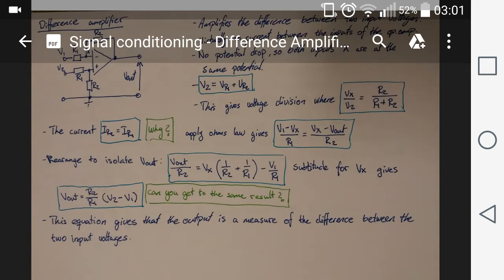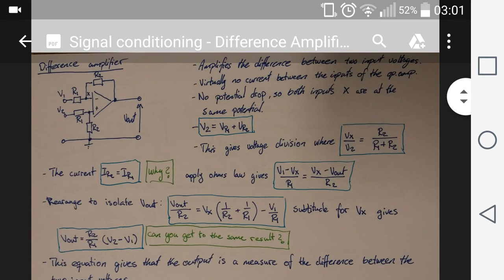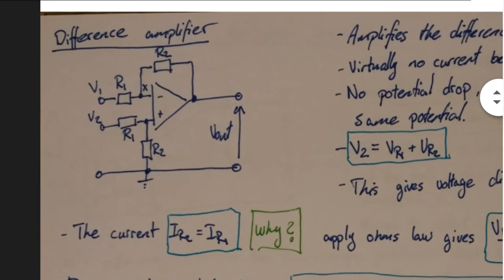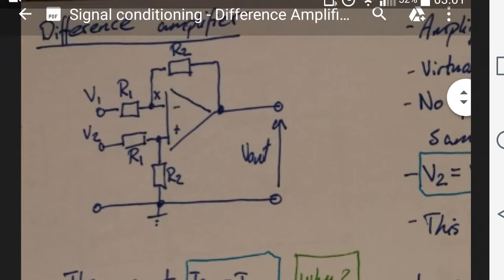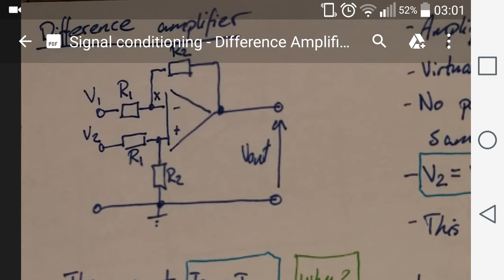Signal conditioning with the use of difference amplifiers. If you look at this diagram, you can see that there is an operational amplifier with the resistors R1 and R2 in the inverting input, and also the same sized resistors on the non-inverting input. And we have signal V1 on the inverting input and signal V2 on the non-inverting input, and then we have the output voltage.